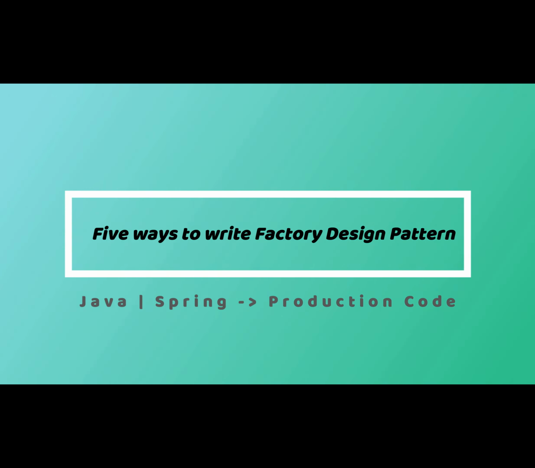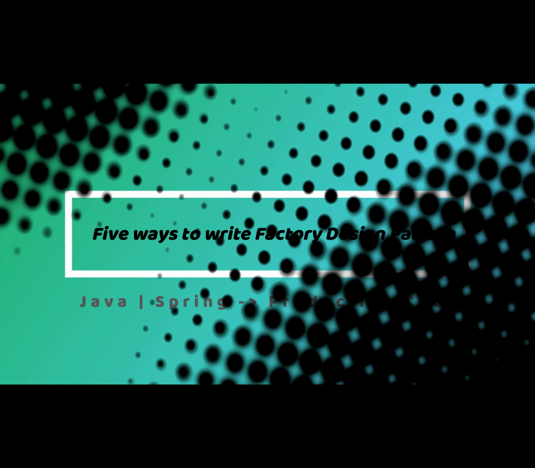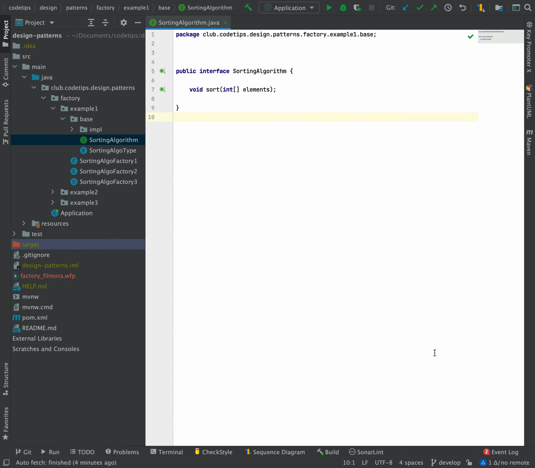Today we are going to learn different ways of writing the factory design pattern. In this video, I'm going to use Java and Spring Boot so you can relate it with your production code. We need a structure where we can use the factory design pattern. I'm taking a very simple example to create the structure since we all know the sorting algorithm.